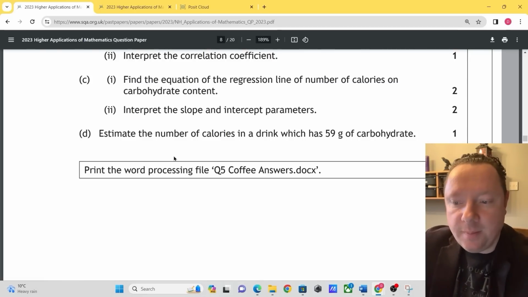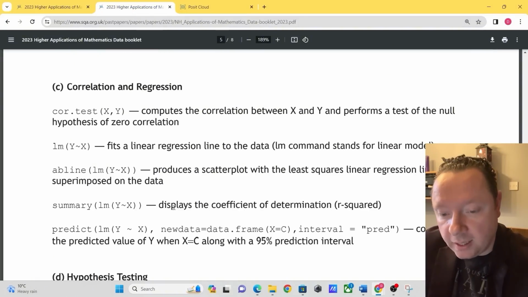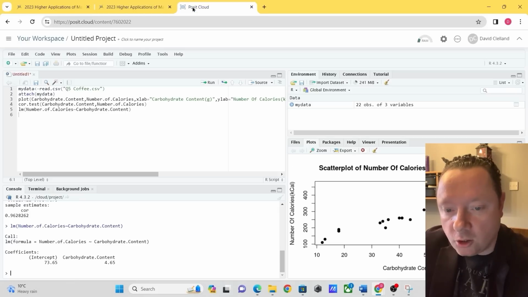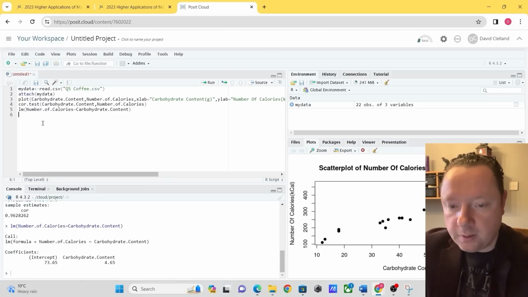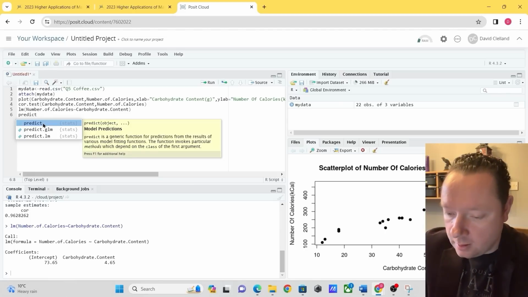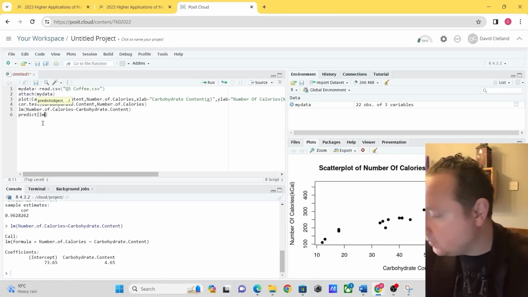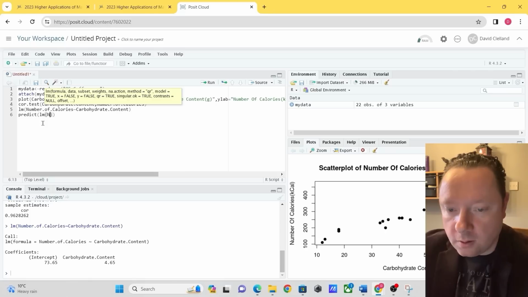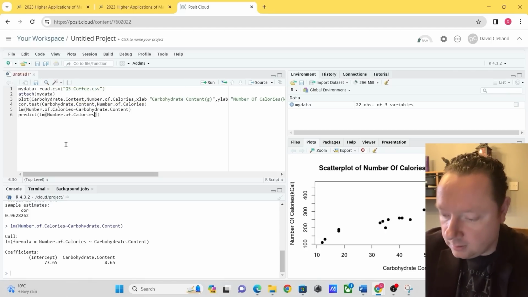Part D, estimate the number of calories in a drink with 59 grams of carbohydrate. So let's look at our data booklet. So we're going to use the predict command to fit that in. So let's go to RStudio again. We're going to use predict. Put that up here. predict, lm. And it's y tilde x. So it's number.of.calories tilde carbohydrate.content.